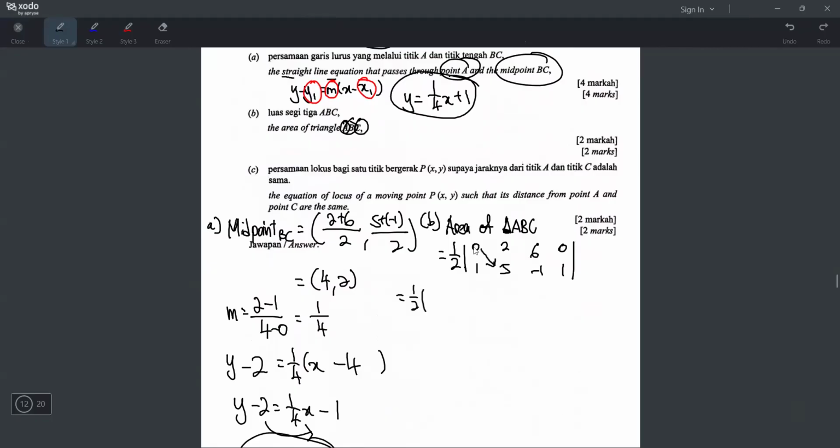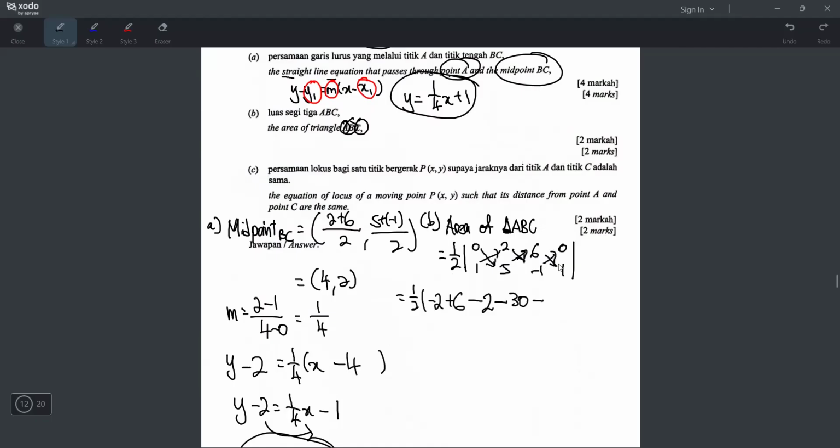Okay, mesti silang. What is 0 times 5? 0. Okay, 0 tak payah tulis. And then tambah 2 times -1, -2. And then tambah 6 times 1, 6. And then tolak. Okay, why suddenly tolak? Because you have to change direction now. Right? Because when you darab macam ni, it is darab tambah, darab tambah, darab tambah. But when you change direction, you have to minus. You have to tolak. So tolak 1 times 2, 2. Tolak 5 times 6, 30. Tolak.